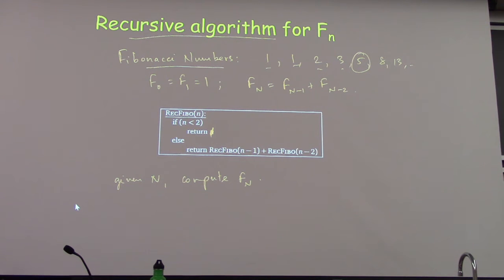For those who haven't seen this example before, what could be the running time of this algorithm? In general, what could be the running time of this algorithm? Any guesses? If we don't know, we should just draw the tree, right? We should draw the recursive tree. So let's do that.